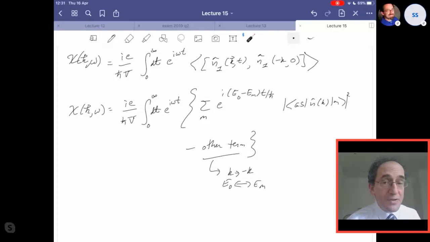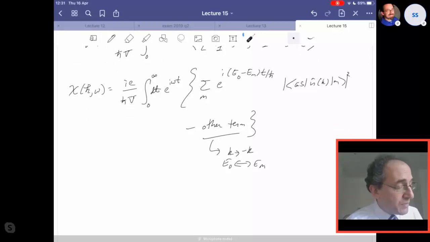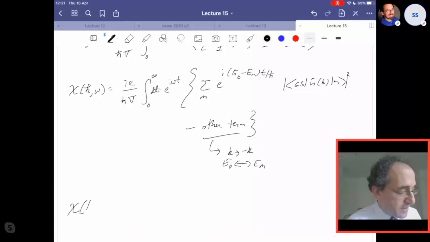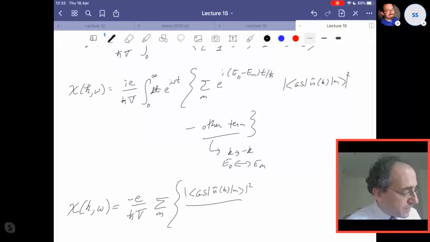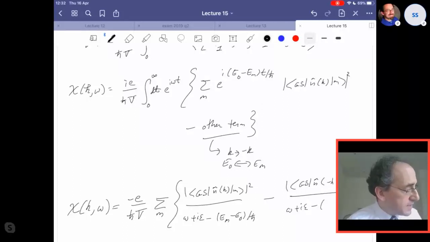Then we can do this integral. This is just a simple integral, and we have to keep in mind that this i omega is really omega plus i epsilon. So what we get when we do that integral is chi of k comma omega equals minus e over h bar v, sum over m, of the squared matrix element of n hat of k between the ground state and m, over omega plus i epsilon minus (E m minus E zero) over h bar, and then minus the squared matrix element of n hat of minus k between the ground state and m, over omega plus i epsilon minus (E naught minus E m) over h bar. Okay.